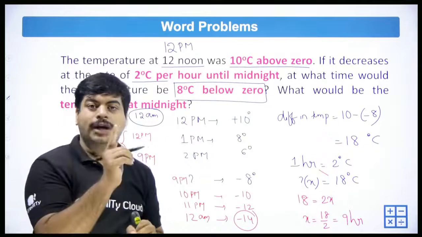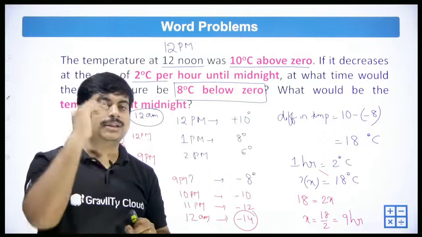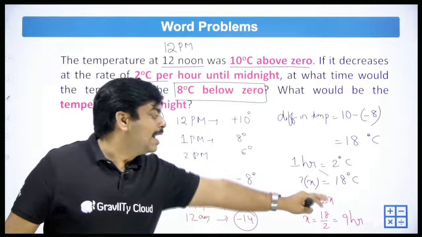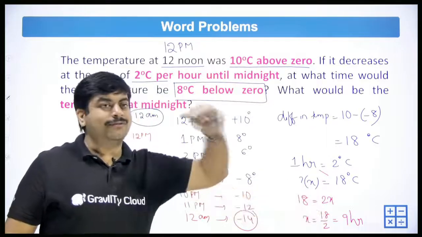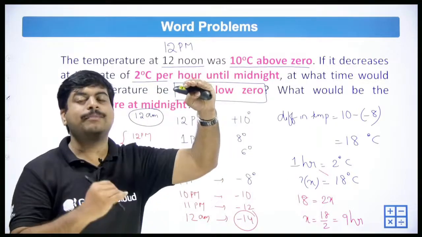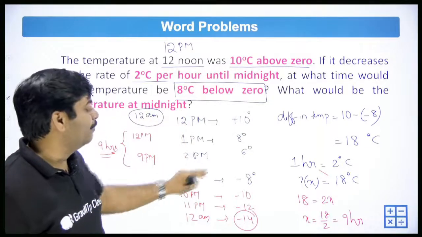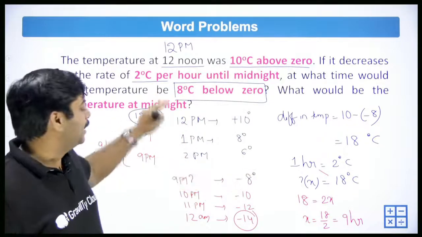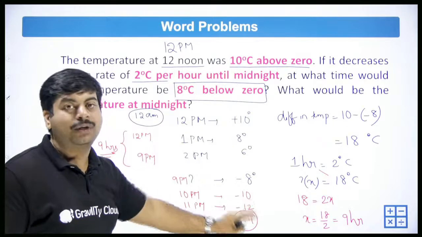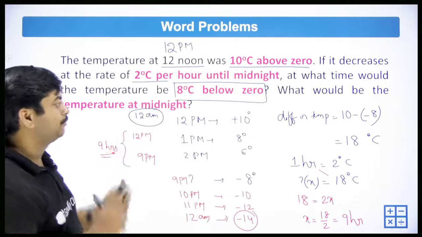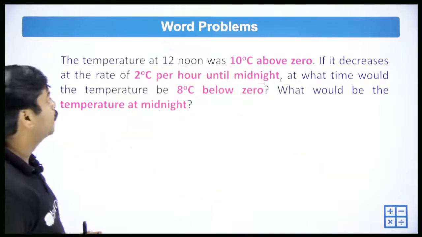For every 1 hour, you have 2 degrees Celsius down. So for 18 degrees, you need 9 hours of time. Starting from 12 p.m. to 9 p.m., you're having 9 hours, right? So you'll be at minus 8 at 9 p.m., and at midnight at 12 a.m. you'll be having minus 14 degrees Celsius. Understand, right? Easy question. So let's move to one more question.